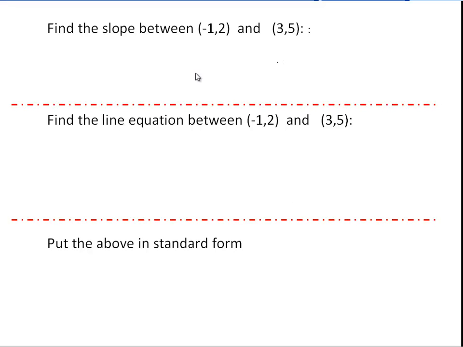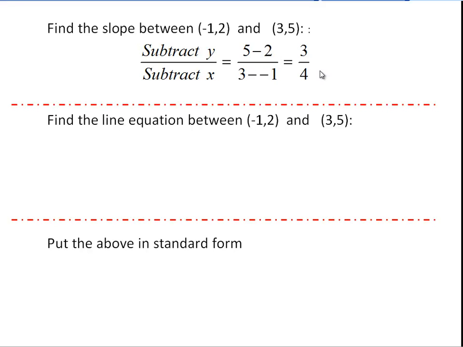Okay, finding the slope. You subtract the y values. I usually start with the left one, it doesn't matter. 5 minus 2 on the top, and 3 minus negative 1 on the bottom. 5 minus 2 is 3. 3 plus 1 is 4, so it's 3/4. So that's your slope. Okay, now we want to find the line equation.